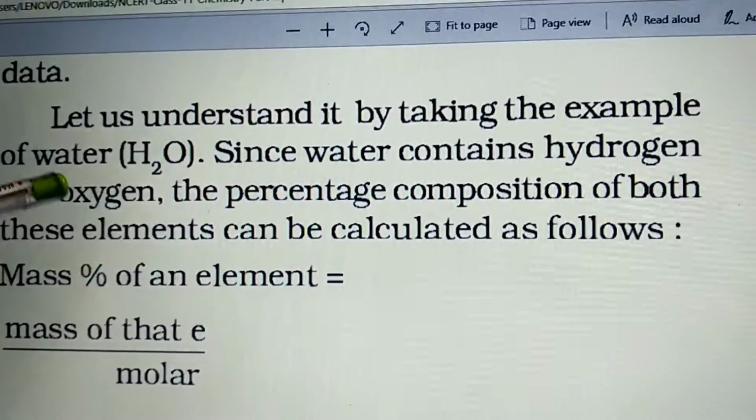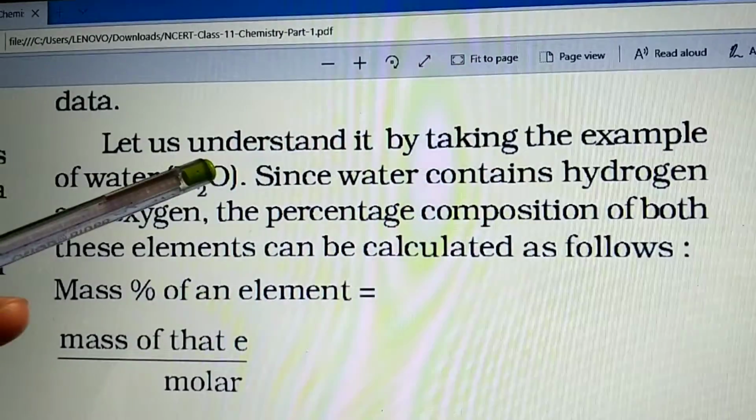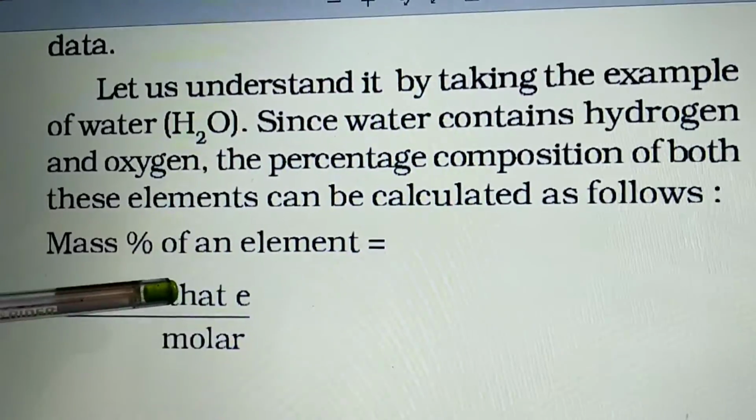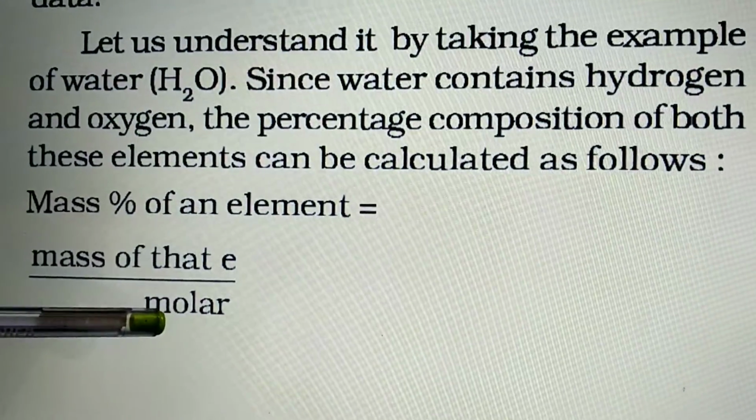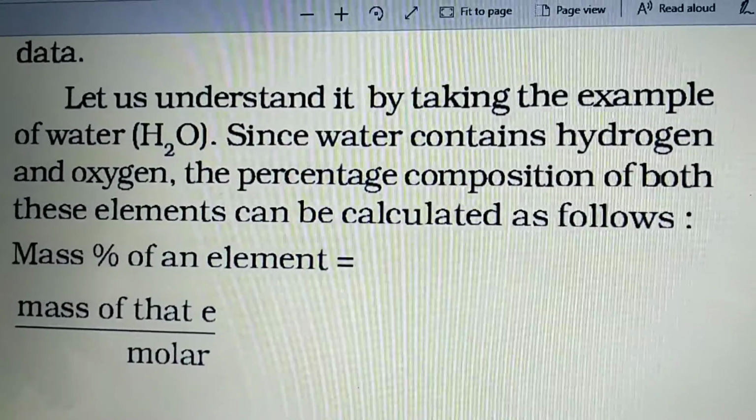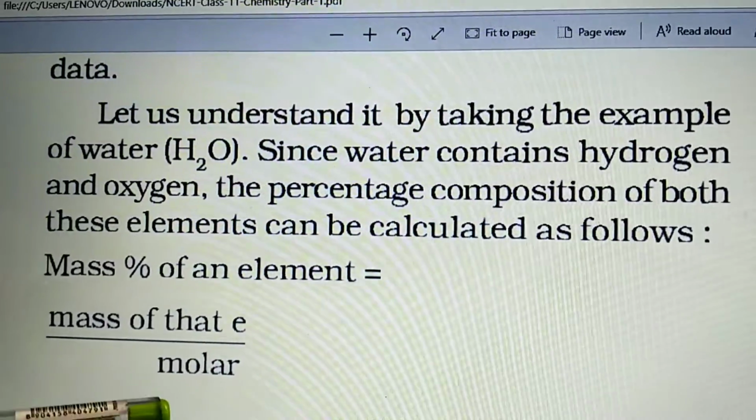Same way, if we need to find the percentage of oxygen, then the mass of oxygen, 16, upon the total mass, 18, into 100. That will be the percentage of oxygen, right?